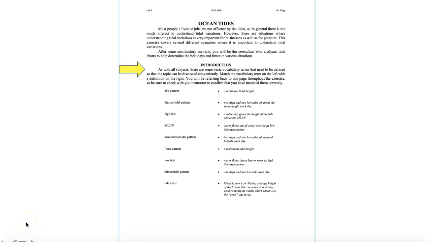The terms on the left are important concepts related to tides, and you should have watched the first Unit 8 video, 8.1, which introduces you to these concepts. You can also, of course, look them up in your book or online.